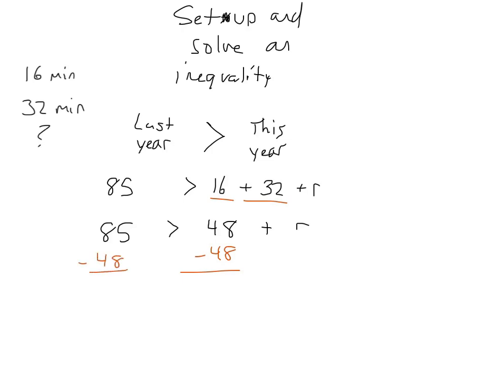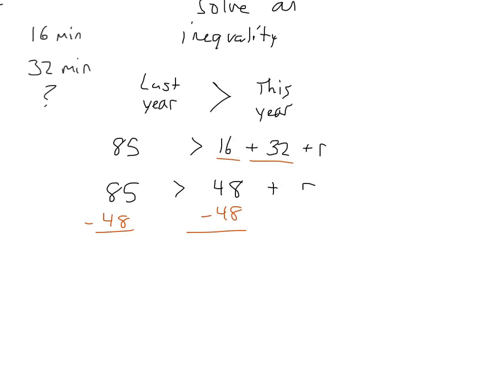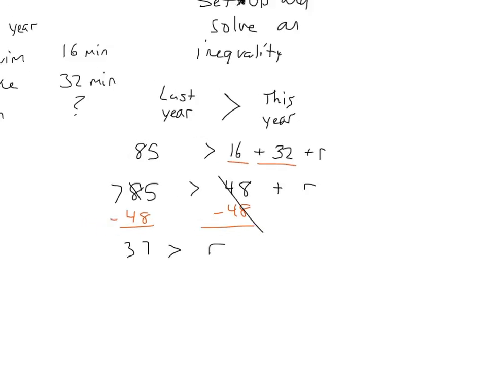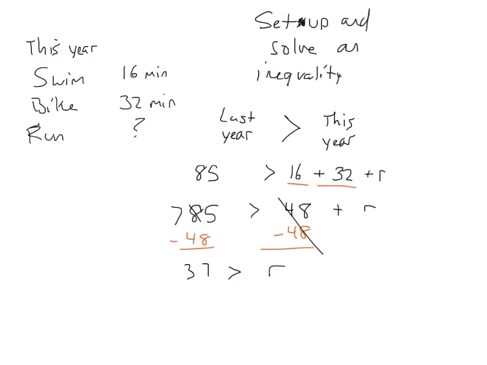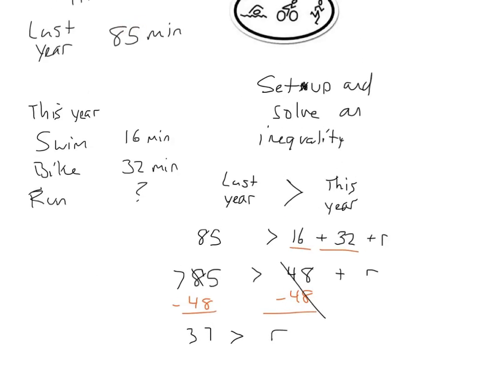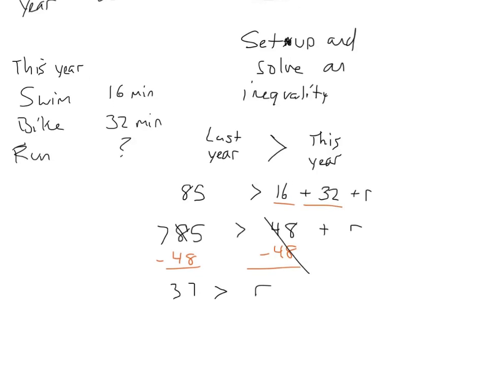And 85 minus 48 would get you, let's see, 37 greater than r, because 48 minus 48 cancels. So what do we know here? Well, in order to beat last year's time, you have to get under 85 minutes, because last year you were 85 minutes. But since you've already swum and already biked, what does our solution tell us? It means in order to beat last year's time, you need a run time that is less than 37.